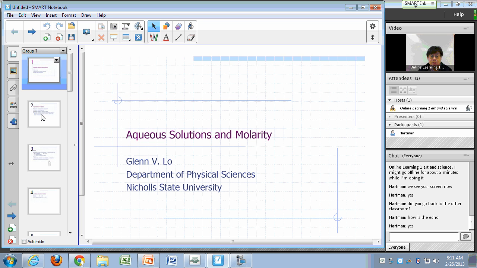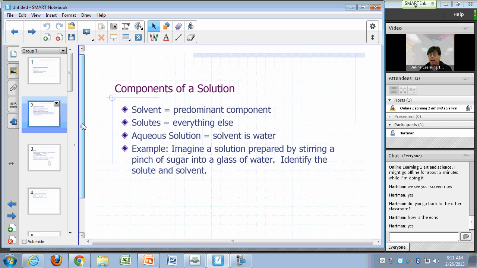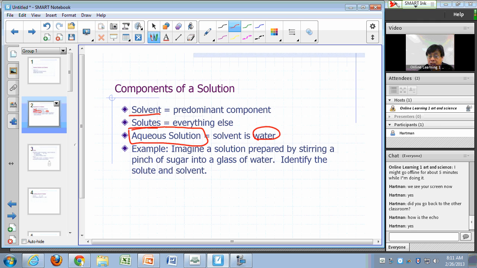Okay, so we're going to introduce a concept called molarity. First of all, let's define what a solution is. A solution is a homogeneous mixture. It's two or more substances mixed together into a homogeneous sample, so you can't tell one component of the mixture from the other. The predominant component of your solution is called a solvent, and everything else are called solutes. If your solvent happens to be water, then what you have is called an aqueous solution.